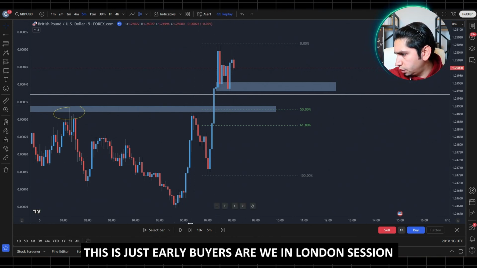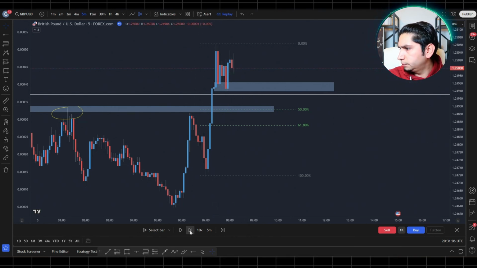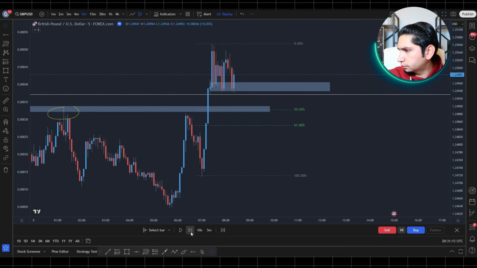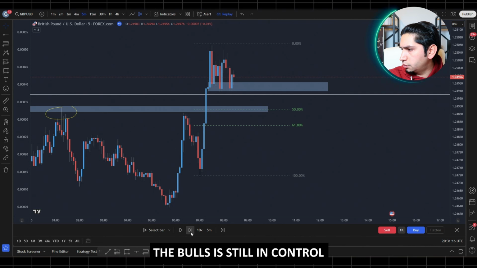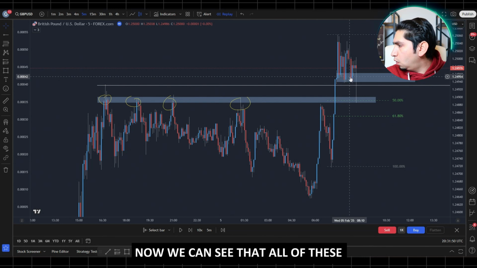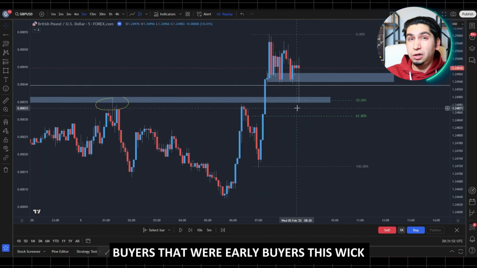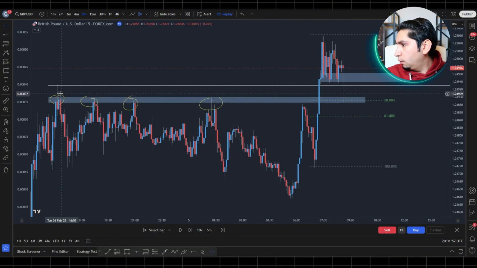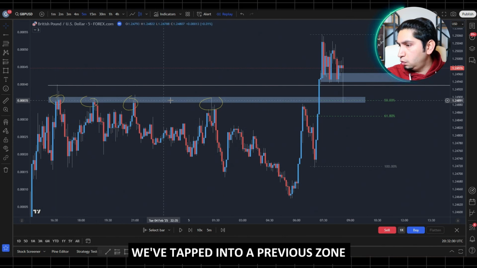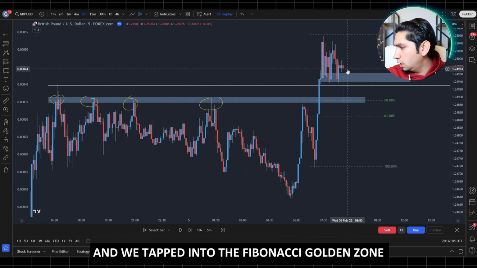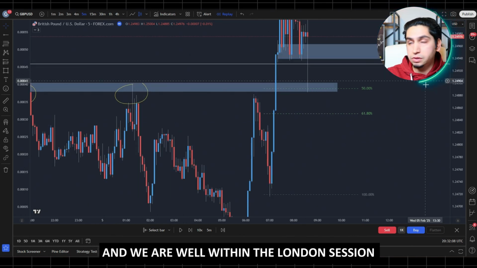Are we in the London session? Yeah, we've entered London session. And all of this, nothing. So we had some bearish moves, so price is starting to go down. The bulls are still in control. Wow, look at that. Okay, so now we can see that all of these early buyers, this wick took them out. So their stop loss has been hit. We've tapped into a previous zone, which was a resistance zone, now acting as support, and we tapped into the Fibonacci golden zone, and we are well within the London session.